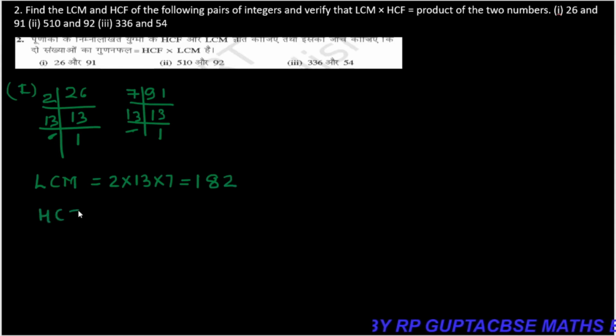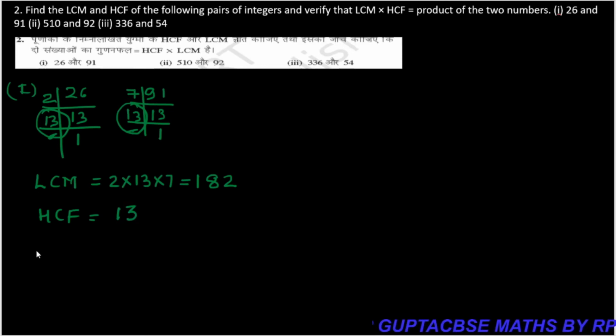And HCF, what is the meaning of HCF? LCM means least common multiple and HCF means highest common factor. So what is the highest common factor? This is 13 and this is also 13. This is the highest common factor. So HCF is equal to 13.